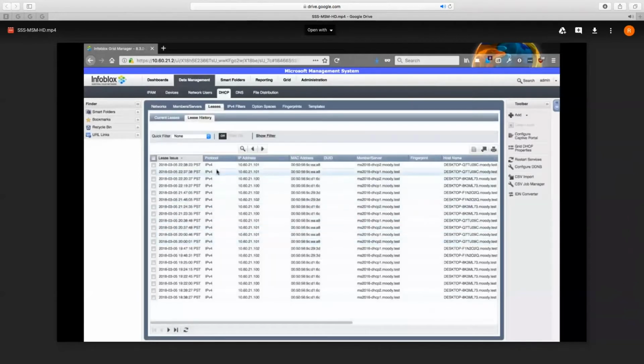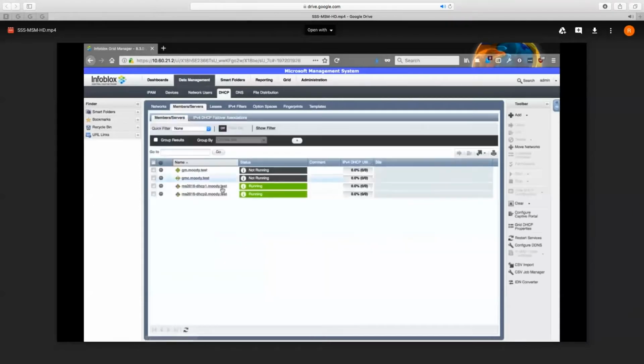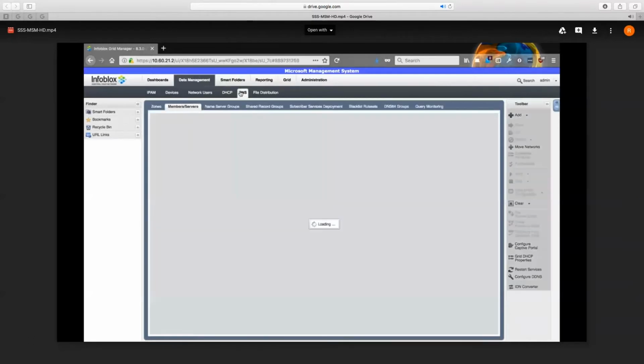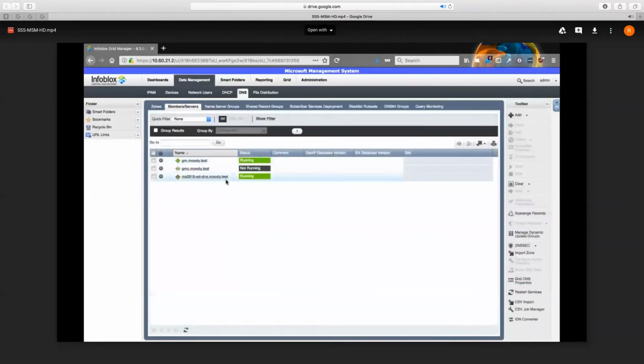The DHCP, you can see the lease history. Obviously it's spread across because we're in a failover pair with these 2 Microsoft servers. And we are only using Microsoft servers for this environment. And there you can see the failover association. We're also serving DNS off it as well.